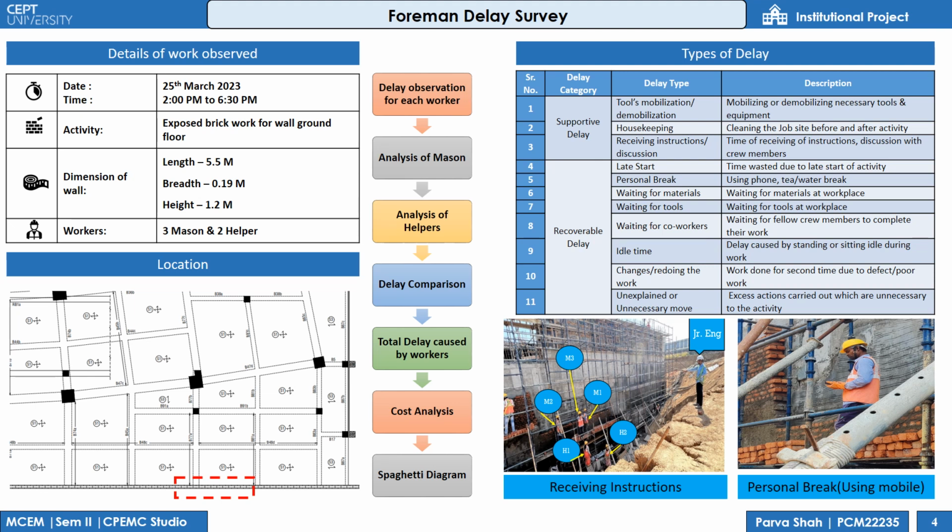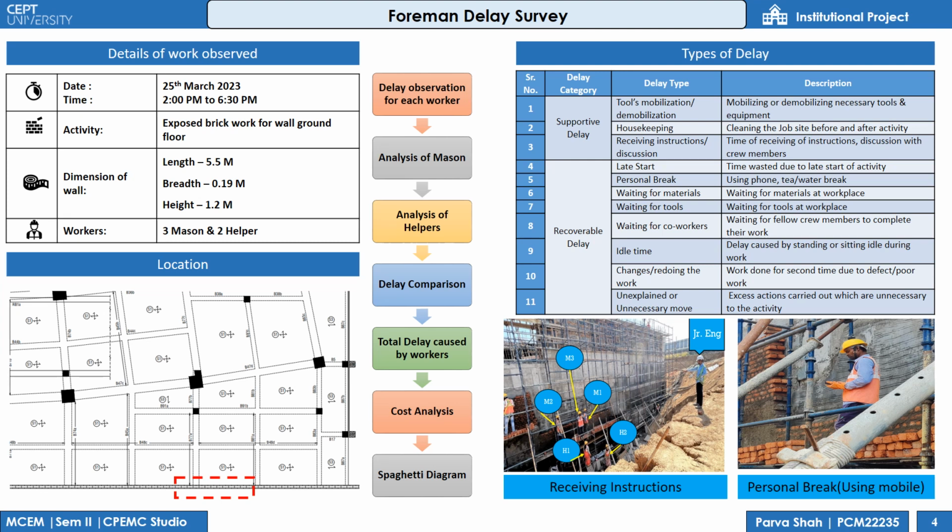Foreman delay survey. It is done to measure performance and to know and improve the productivity of an activity. It helps to analyze the number of hours lost due to various delays in the activity. Here, brickwork activity at ground level is observed for performing the foreman delay survey on 25th of March from 2 pm to 6:30 pm. The dimension of work observed is 5.5 meters of length, 0.19 meter of breadth, and 1.2 meters of height. For completing this work, 3 masons and 2 helpers were there.